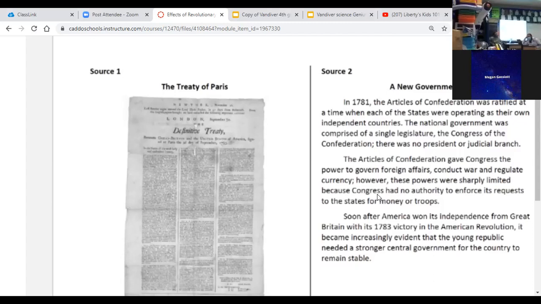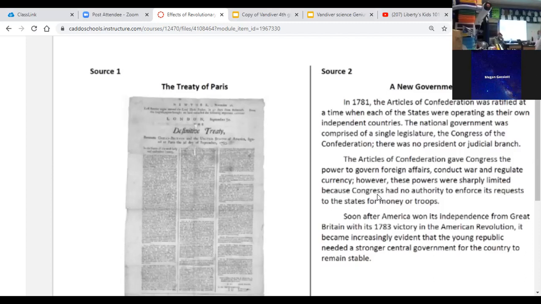However, these powers were sharply limited because Congress had no authority to enforce its request to the states for money or troops. If everybody is operating like their own entity, then there's nobody to control them, right? The president. I just said there's no president. Got to listen.